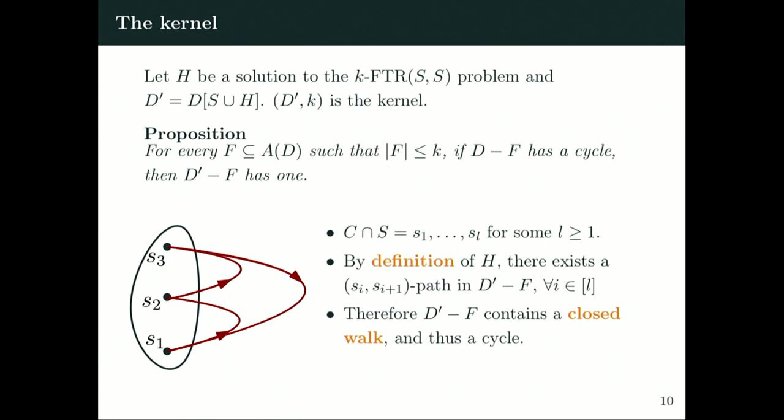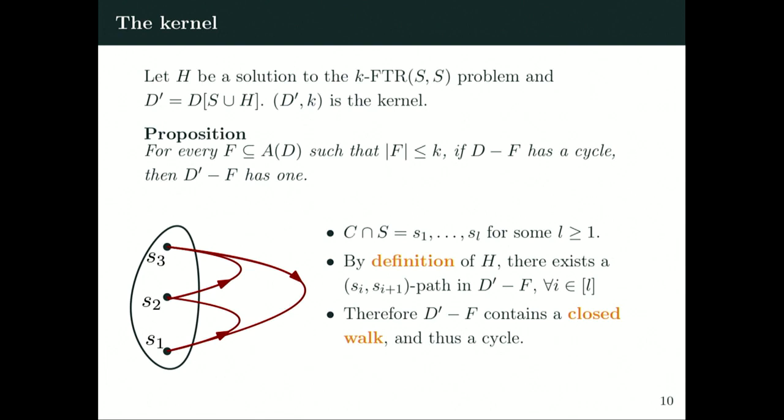Okay. And so how do we prove it's a kernel? Well, first, we have to show that these two instances are equivalent. Since D prime is a subgraph of D, if (D, k) has a solution, (D prime, k) also has a solution. And now the question is, what's the reverse direction? Actually what we can prove is that for any F of size less than k, if D minus F has a cycle, then D prime minus F has one. And the proof is here.